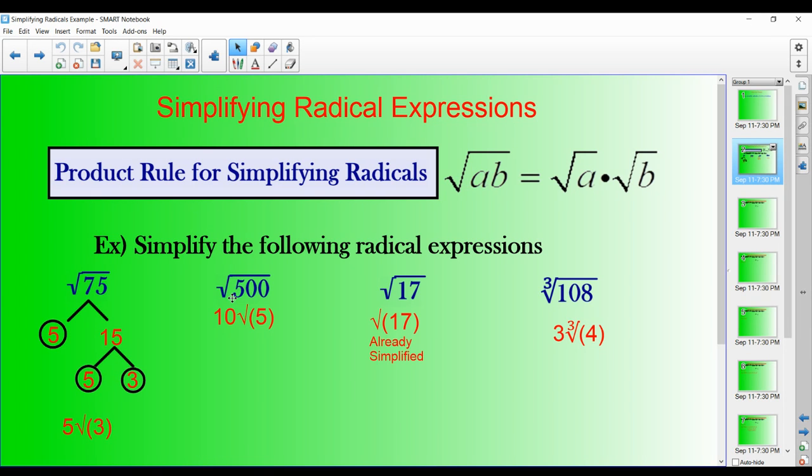500 has a pair of 10s. It's 10 times 10 times 5. So I can pull out one pair of 10s. 17 is a prime number, I can't do anything with. And then 108, if you did the prime factorization, you'd have 3 3s and a 4. So you could pull out one group of 3 3s.